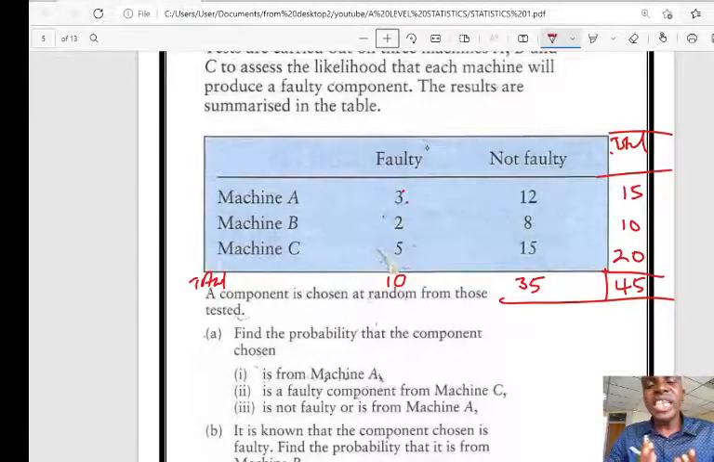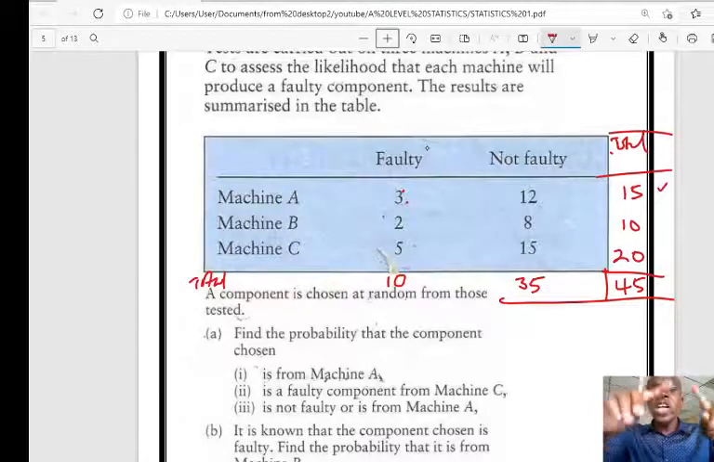Then we start answering our questions now after writing down the totals. Find the probability that the component chosen is from machine A. Right? You just check machine A. How many components are in machine A? We have faulty components and not faulty components. Those are both components in machine A. So faulty is 3 plus 12. 3 plus 12 is 15.